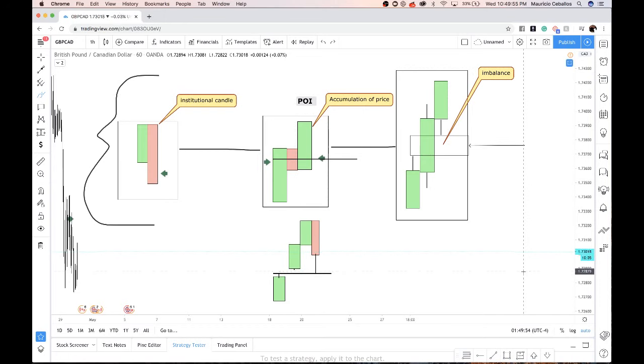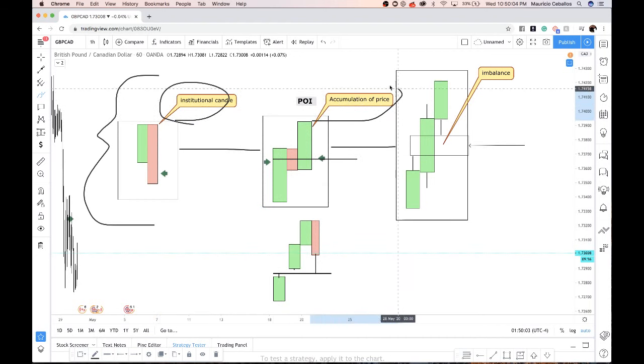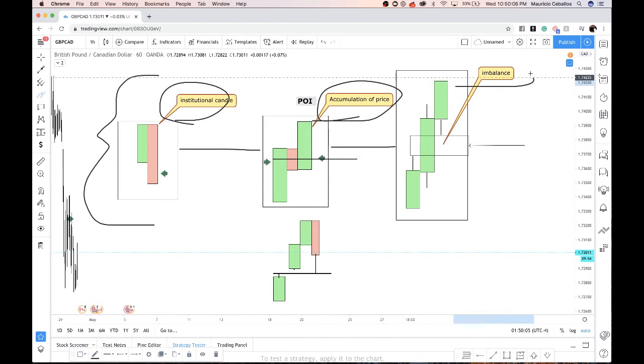That's not taking into consideration how to apply it, how to verify it. Because right now, we were able to understand what an institutional candle is or how to identify it, what accumulation of price is or how to identify it, what an imbalance zone is or how to identify it. This right here, this zone, this is the imbalance zone.